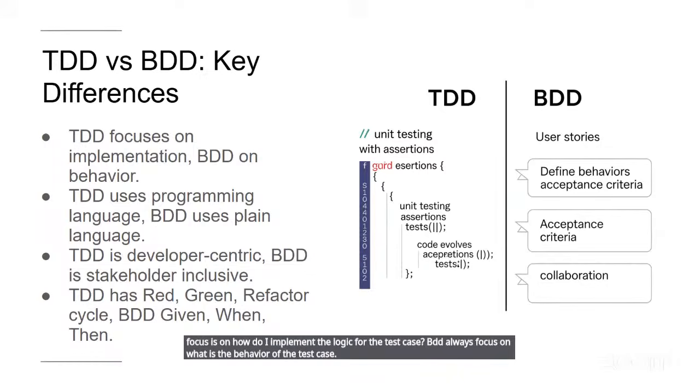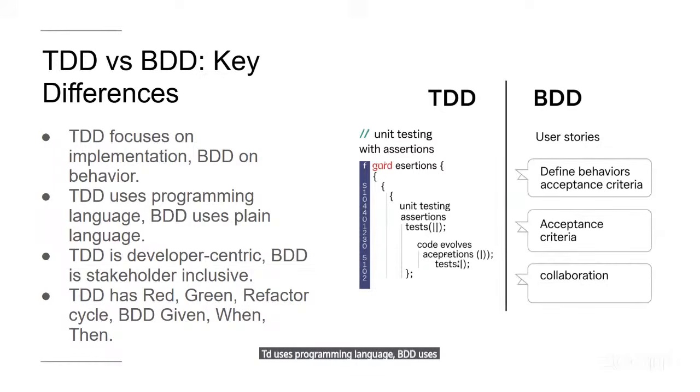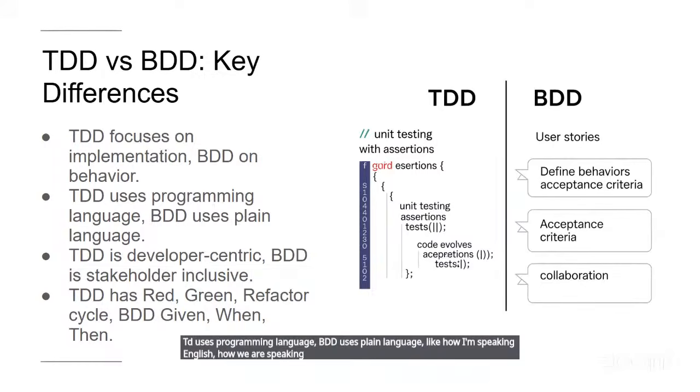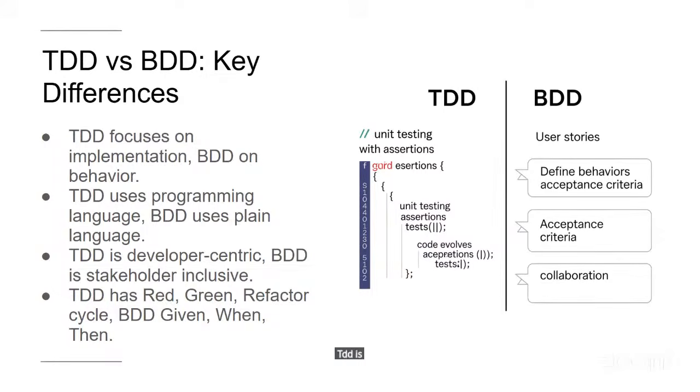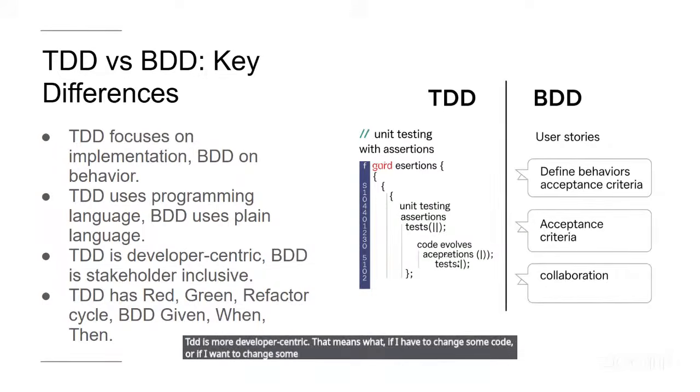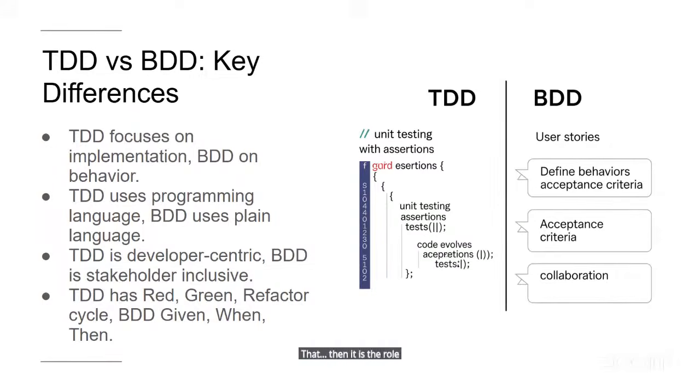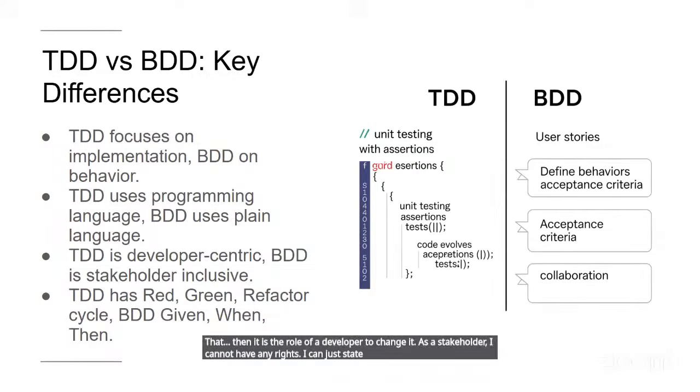TDD uses a programming language, BDD uses plain language, like how I'm speaking English, how we speak in Hindi, French, Spanish, German, like that. TDD is more developer centric. That means if I have to change some code or some logic, it is the role of a developer to change it. As a stakeholder, I cannot have any rights. I can just state my requirements, but I cannot ask them to write it in an understandable way, because the Java code or Python code we write cannot be converted into human language unless you maintain some high level comments.